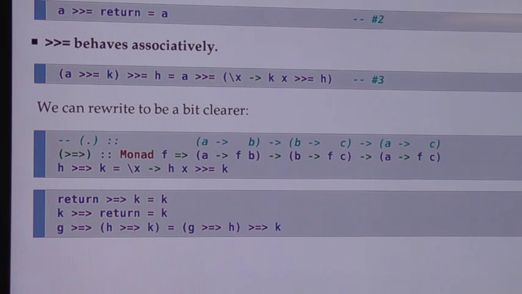We just say, well, return is a left and a right identity for composition of this type of function. And associativity is much easier to understand. It doesn't matter which value we generate first and feed to the other function.